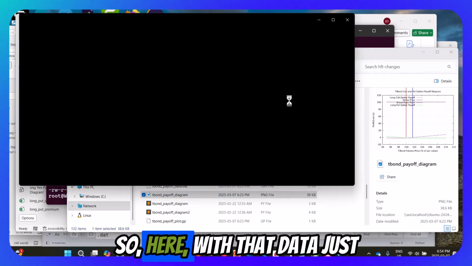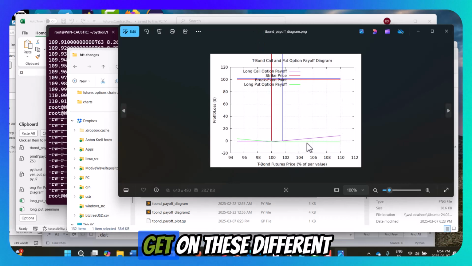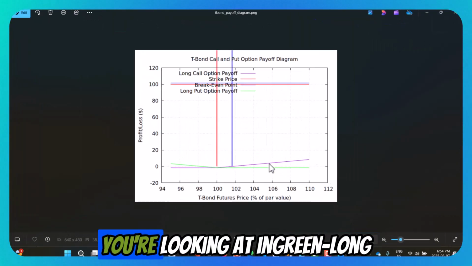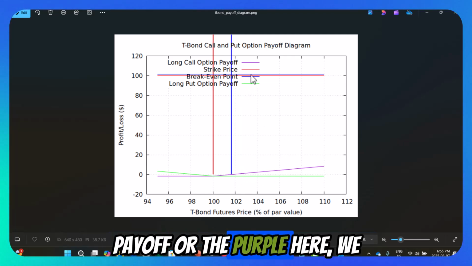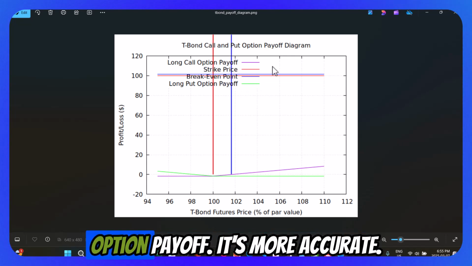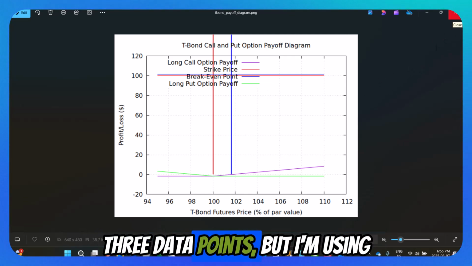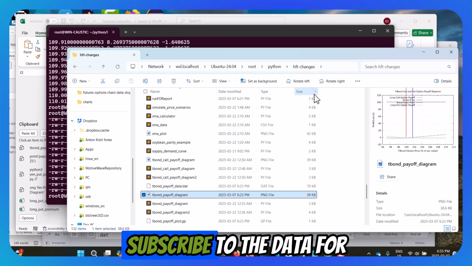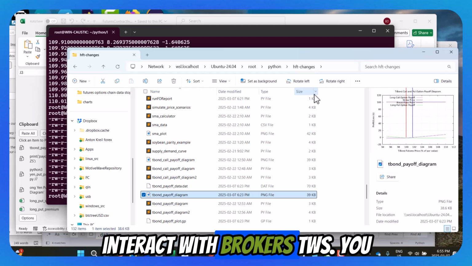So here, with that data I just showed you, there is a huge difference in the accuracy you'll get on these different diagrams here. If you're looking at the green long put option payoff or the purple here, it doesn't look like it gets a long call option payoff, it's more accurate. So I'm not really guesstimating with three data points, but I'm using an actual data file. That's the difference between being able to subscribe to the option chain data, as I've shown you at the beginning with Interactive Brokers TWS.